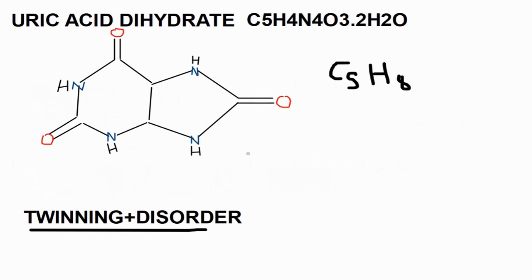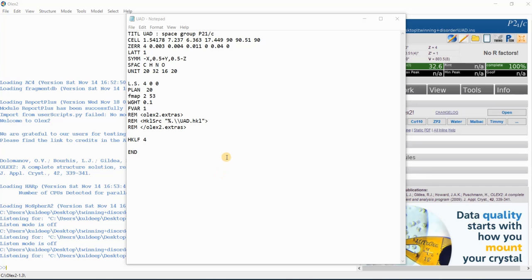This is actually the molecule uric acid dihydrate. This is the structure. In this molecule, we are going to handle the twinning and disorder combinedly using OLEX2. The total formula of this compound is C5H8N4O5. So let's begin the refinement. Here the twinning is caused by pseudo-merohedry by virtue of the beta angle very close to 90 degrees.